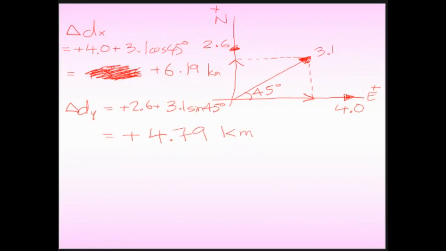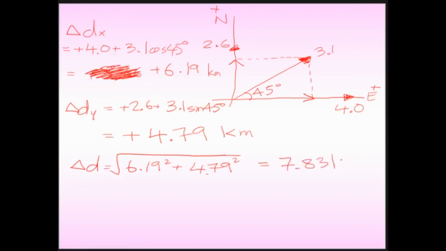All right. What are the last 2 steps every time? What's the first one? Pythagorean. Go ahead. Delta D equals square root of 6.19 squared plus what? 4.79 squared. What's the final answer? 36 plus 5, 50. 7.83 in kilometers.